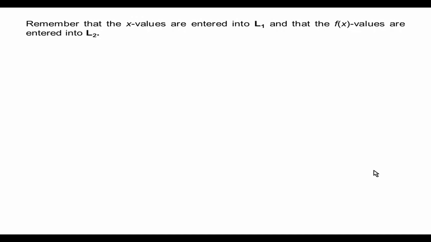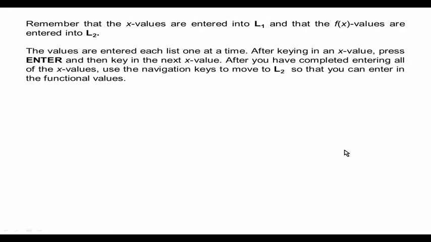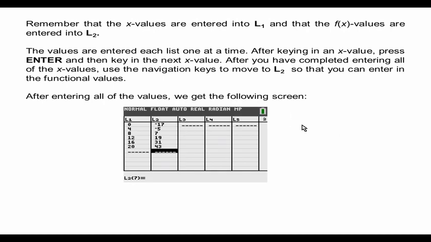So remember, the x values are entered into L1, and the f of x values are entered into L2. That's the default. That way you don't have to change stuff. You don't have to go in there and do too many button pressing things. So the values are entered into each list one at a time. After keying an x value, just press enter, and it moves on to the next value. After you've completed entering all of the x values, use navigation keys to move on to L2. So you can enter the y values or the functional values. After entering all the values, we get something that looks like this.